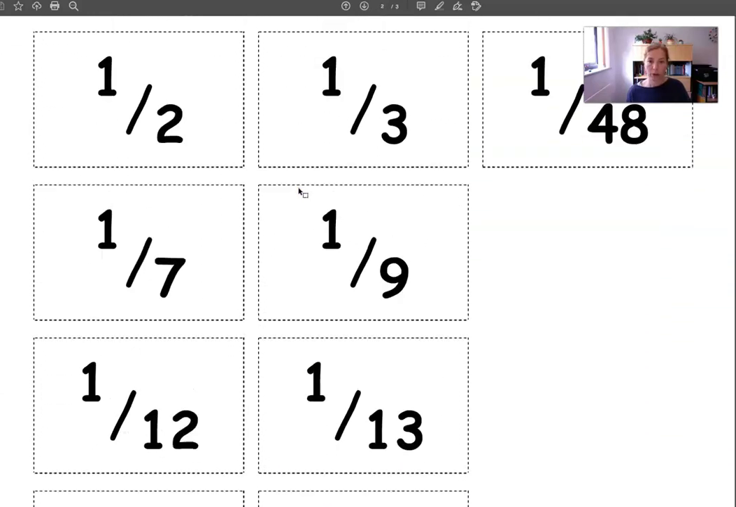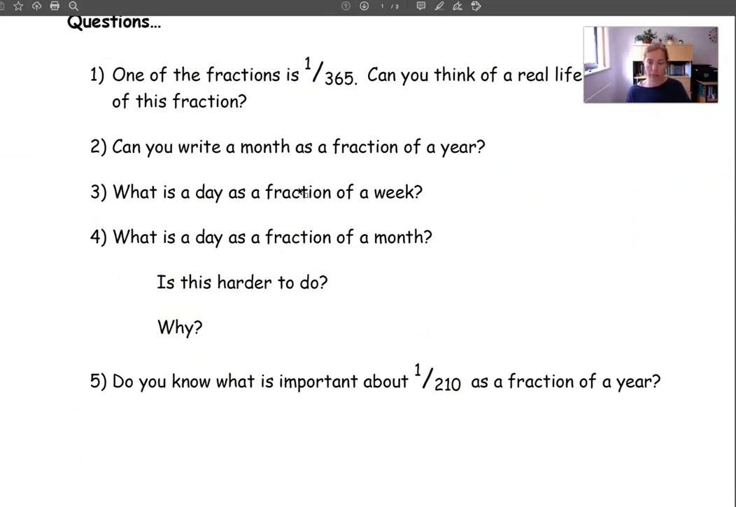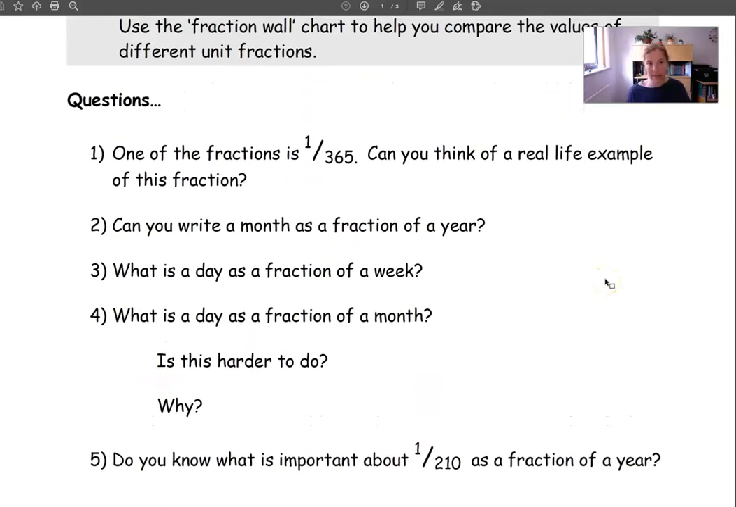Just scrolling back up for a moment, I also thought the questions here were quite interesting because they locate, in this case, the topic of fractions in the real world. So it asks, one of the fractions is 1 over 365. Can you think of a real life example of this fraction? A little clue in the second question, if you weren't sure, can you write a month as a fraction of a year? So just giving the context that we're looking at here, dates, what is a day as a fraction of a week, etc. So this gives learners a chance to think about fractions with a topic that they can relate to.